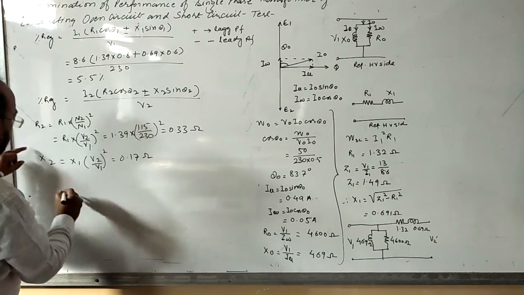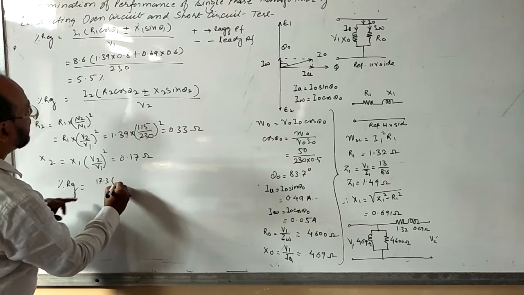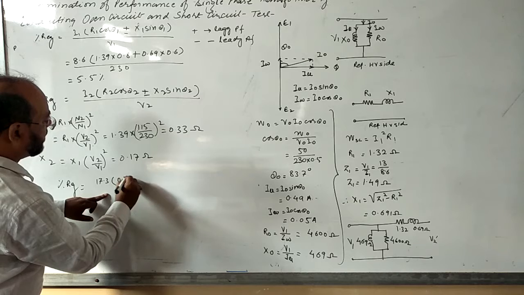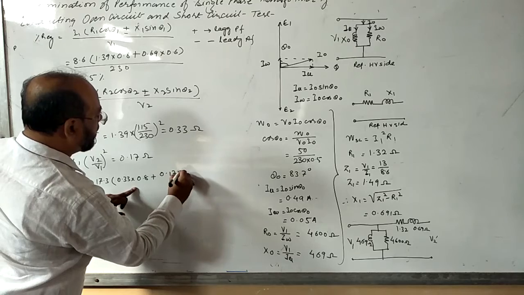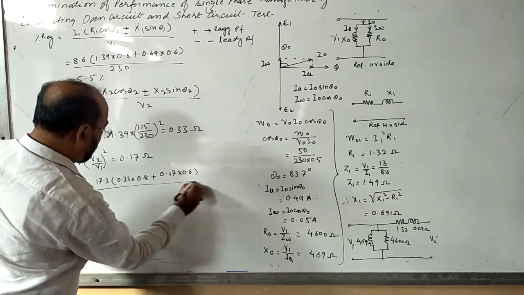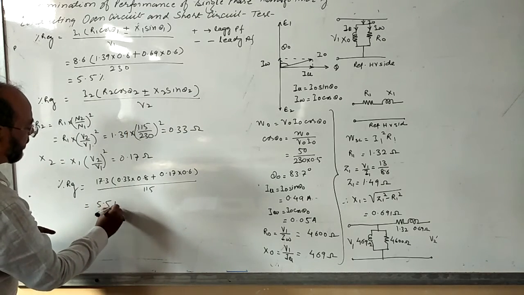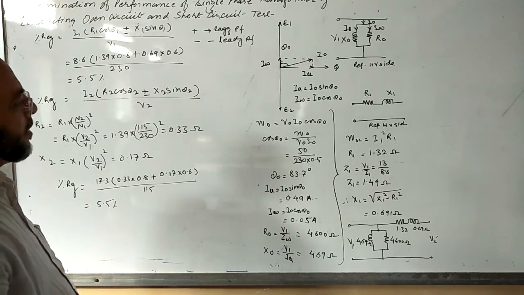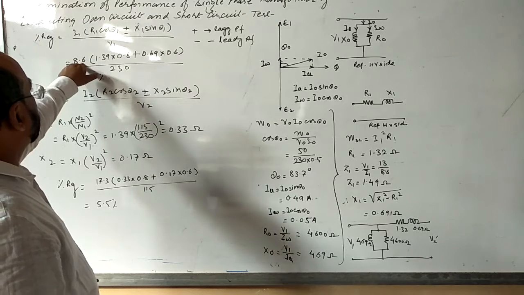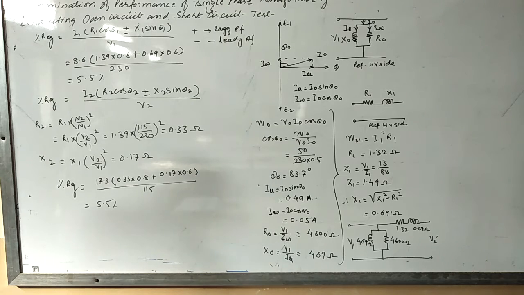Okay, so if you put this value, percentage voltage regulation is equal to I2, which is 17.3, into bracket 0.33 into 0.8 plus 0.17 into 0.6, divided by 115, and again you will get the same value, 5.5%. So you can refer all the parameters to either the primary side or the secondary side, but you have to take care that it should be multiplied by the current in the referred value, that is either the primary one or the secondary one. Okay, so in this way we are able to calculate the voltage regulation.